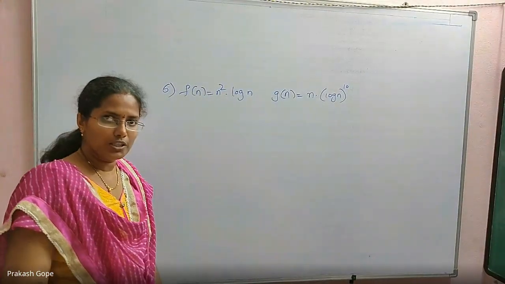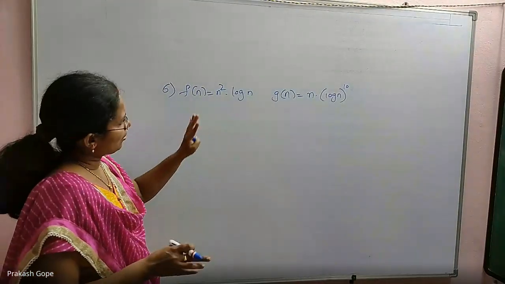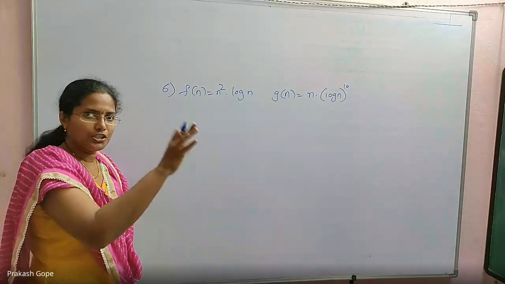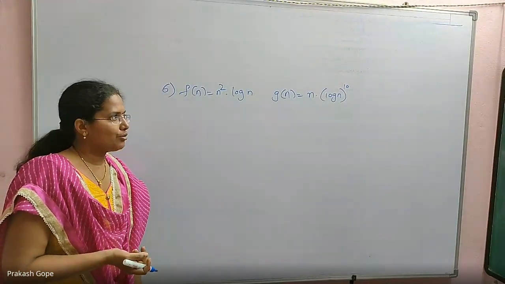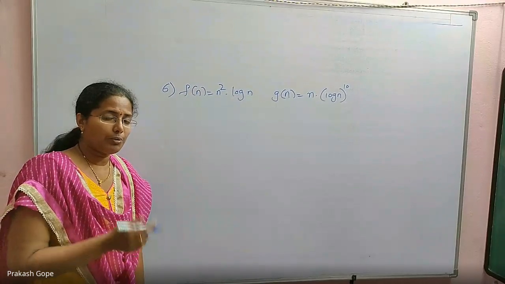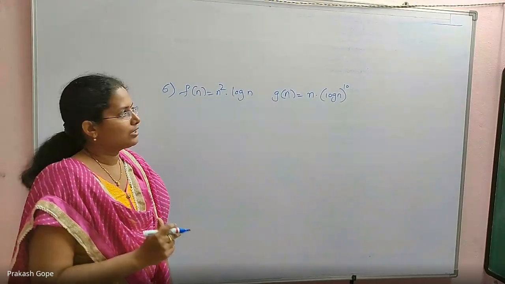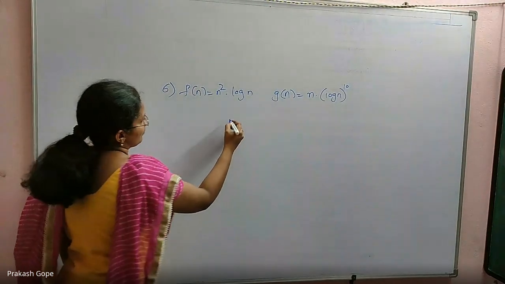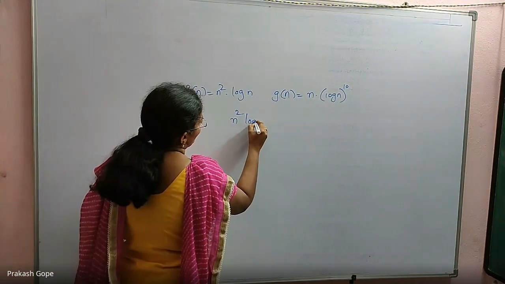We don't know the relation between them because they are not functions whose relation we already know. If so, give values for n and then verify, but observe the values as n tends to infinity, not when n is small. Let me see n square into log n.